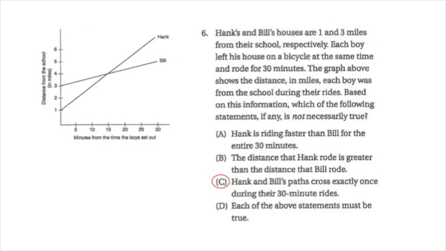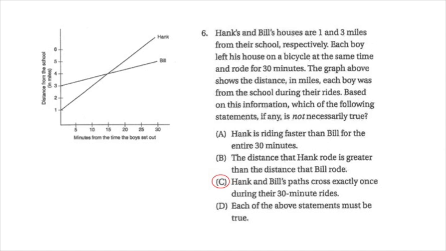Question 6. In this question, we're given a graph of time and distance from the school, and we're asked which of the following is not necessarily true. Option A says Hank is riding faster than Bill for the entire 30 minutes. That is true because the slope for the line of Hank is steeper, therefore the speed of Hank is obviously faster. Option B says the distance that Hank rode is greater than the distance that Bill rode.